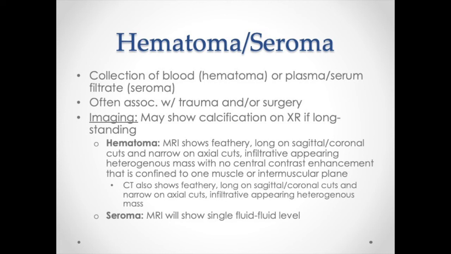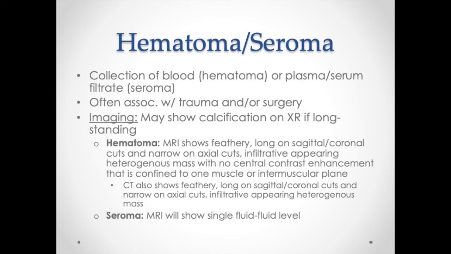They are either a collection of blood, which is the hematoma and hemorrhage, or plasma and serum filtrate, which is a seroma. They're often associated with trauma and/or surgery, and imaging may show calcification on the x-ray, especially if they're long-standing. It's usually dystrophic calcification as opposed to heterotopic ossification.